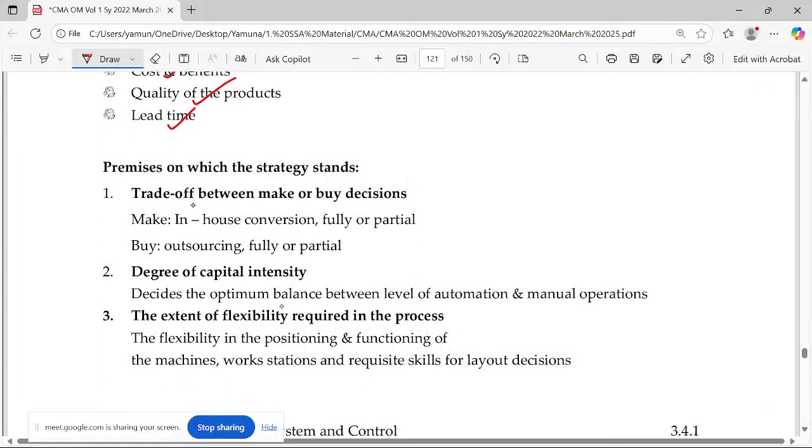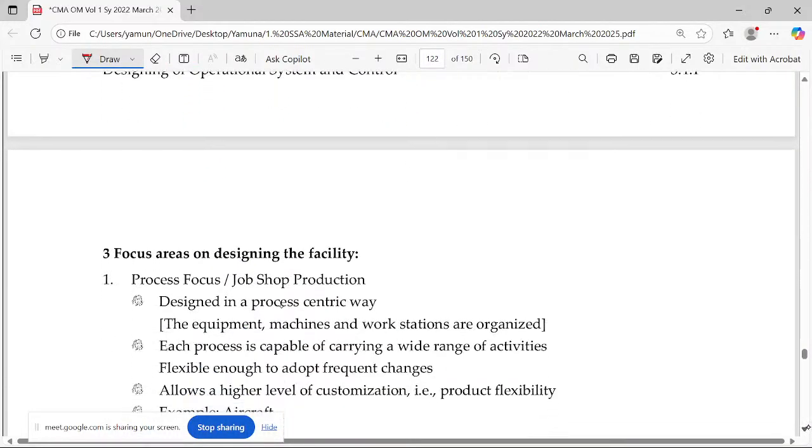So it is a trade-off between make and buy decisions. I'm going to make or I'm going to buy. Making is in-house conversion. Either you can do it fully or partially. Likewise, buying means outsourcing. Either you do it fully or partially. Degree of capital intensity: how far you're going to make it automated and how far you're going to make it manual operation. Extent of flexibility: what type of workstation, how many machines you require and what are the skills of the workers employed, like semi-skilled or whatever it is.